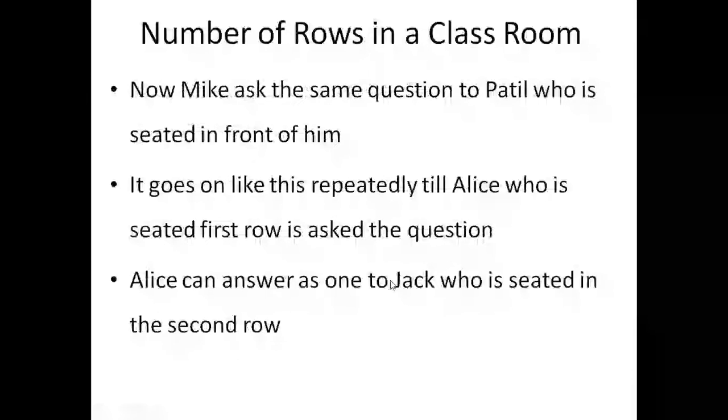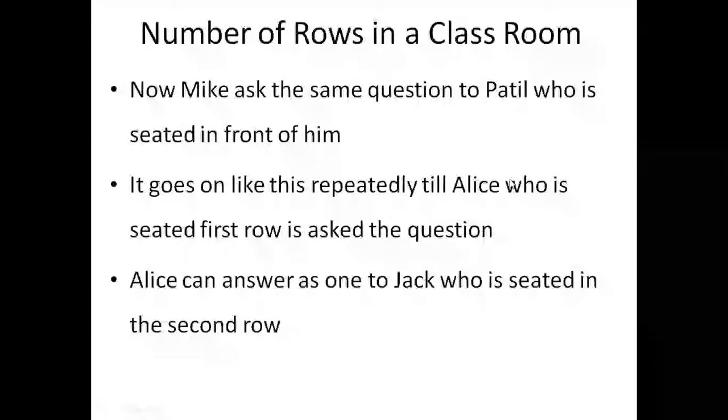And what Mike does is, he doesn't do anything else rather than repeating the same question which was posted by John. Now Mike asks the same question to Patel, who is seated in front of him. And Patel does the same thing what Mike does. So he asks the same question to the person who is sitting in the row in front of him. Like this they do repeatedly till the question reaches the person Alice, who is seated in the first row.